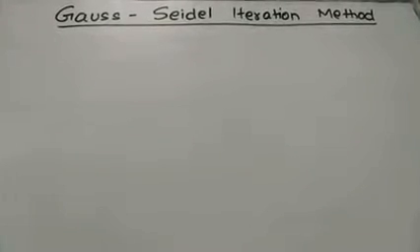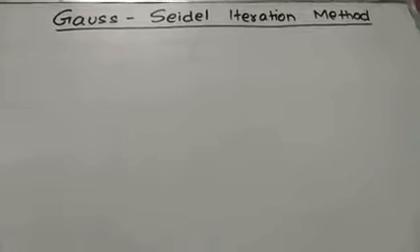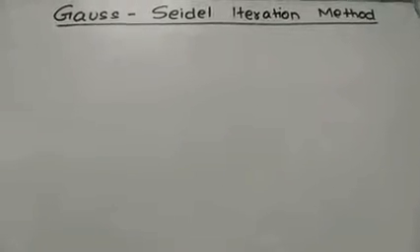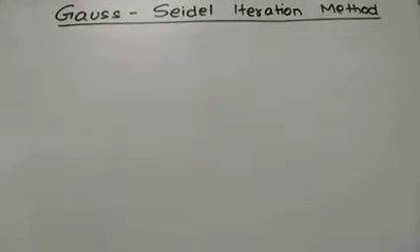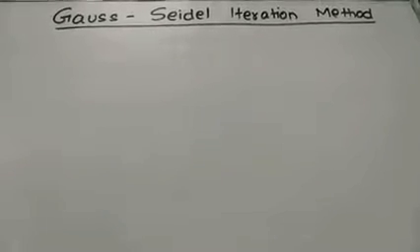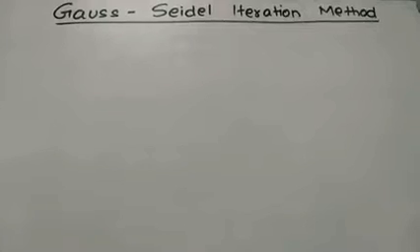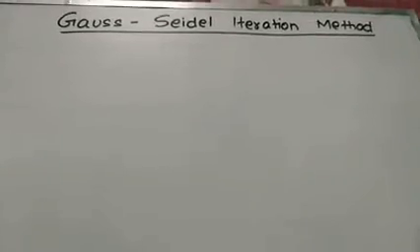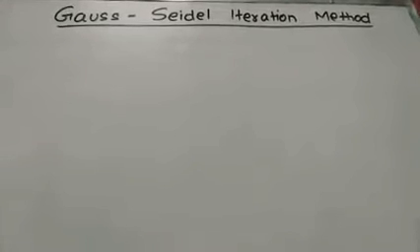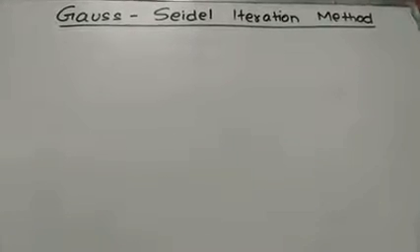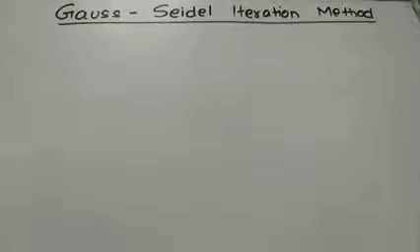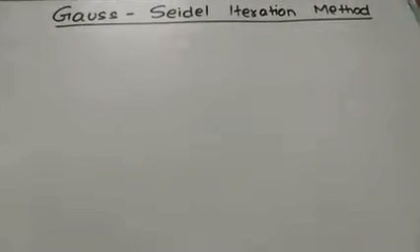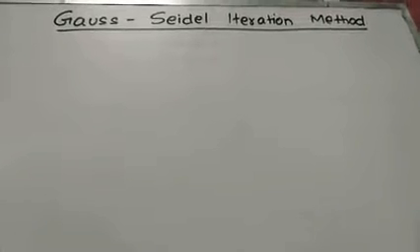So today we are going to start a new method, which is the Gauss-Seidel iteration method. Previously in this topic of system of linear equations we have completed a total of 3 methods. One is Gauss elimination, then Gauss-Jordan, and in the last class we did Gauss-Jacobi, and today the last method from this topic, that is the Gauss-Seidel iteration method.